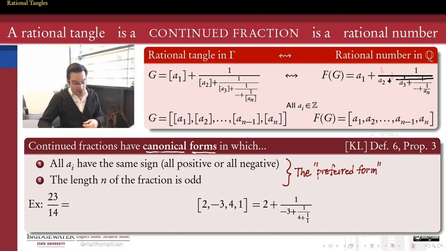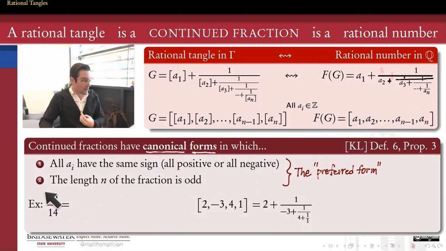We can always come up with an expression of a continued fraction in which all of the integers that we use to build that continued fraction have the same sign. They're either all positive or they're all negative. And we can also do it in a way that the length, the number of integers that we use to build this continued fraction, is odd.